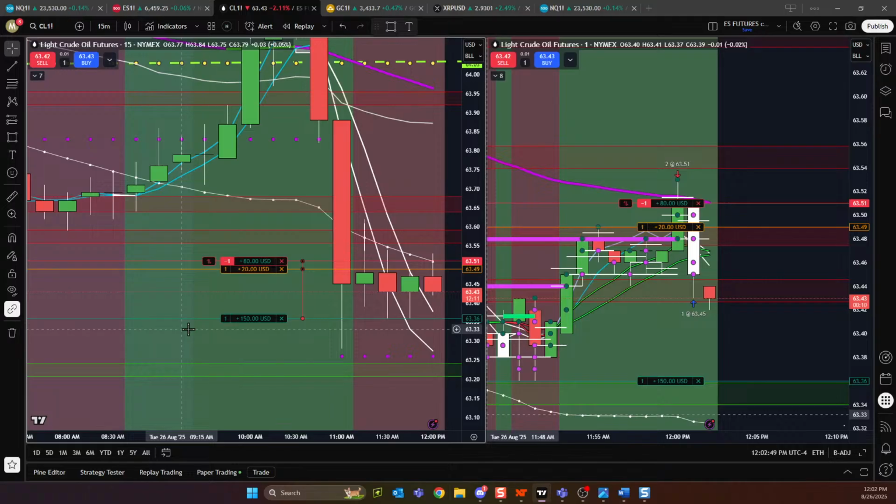I just always think equal and opposite reactions, right? So if you buy, you have to sell to get out. If you sell, you have to buy to get out. All right, guys.